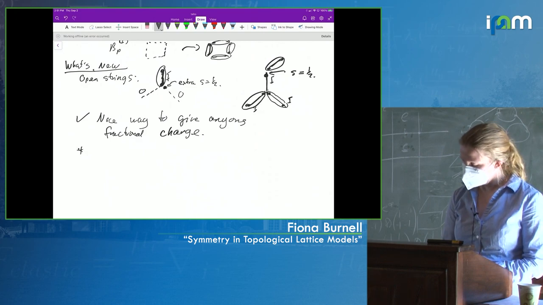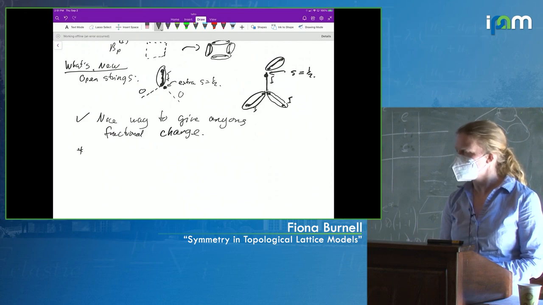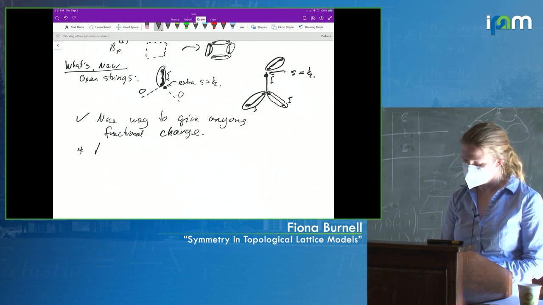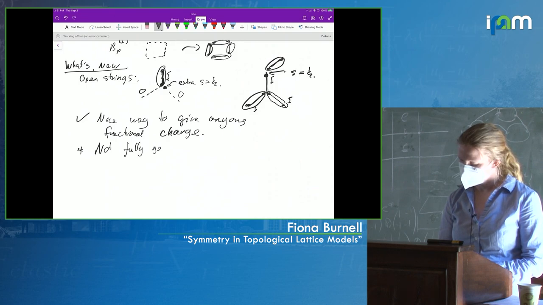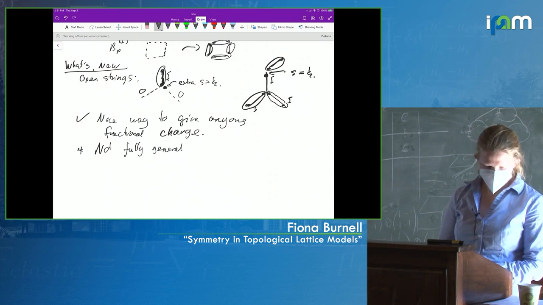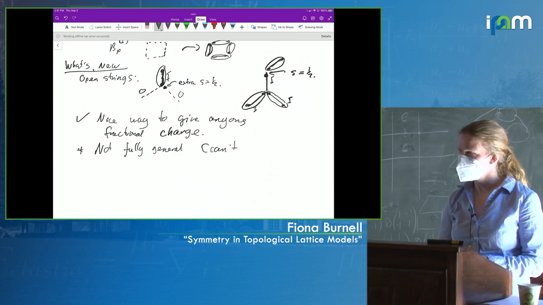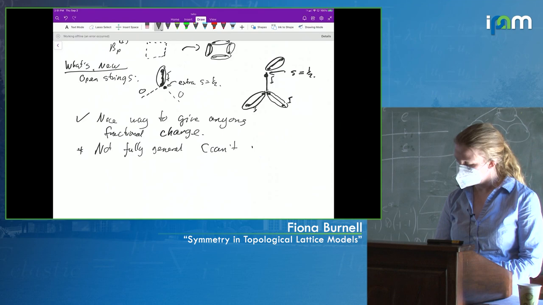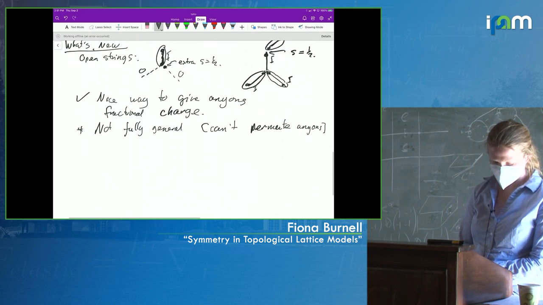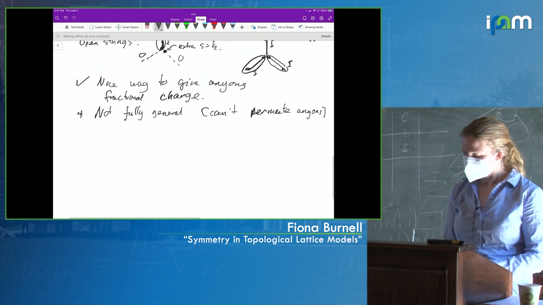But you might want to know how to do something more. This is not fully general. In particular, I can't, in this way, do this symmetry that permutes E and M. So I can't do anything that permutes the anions. Okay. So that's method one.